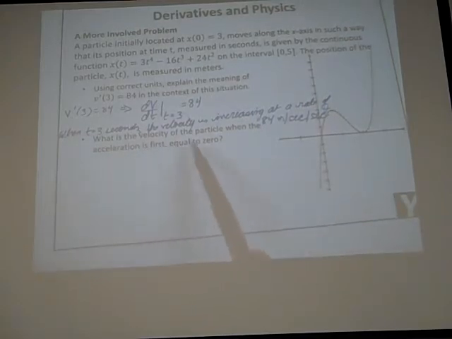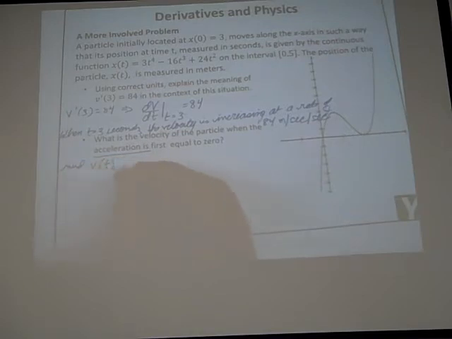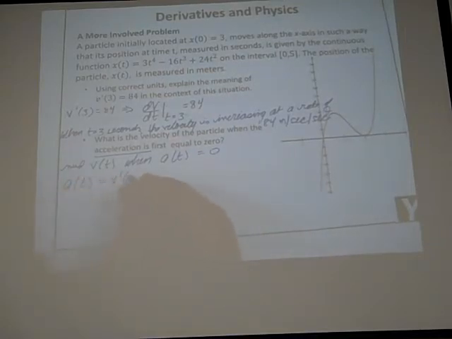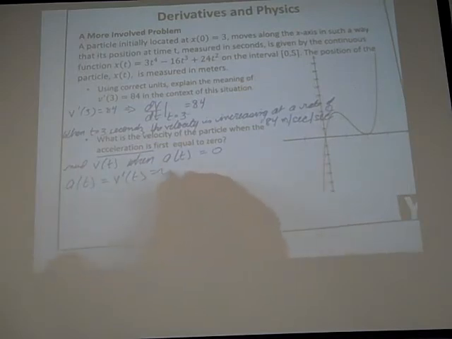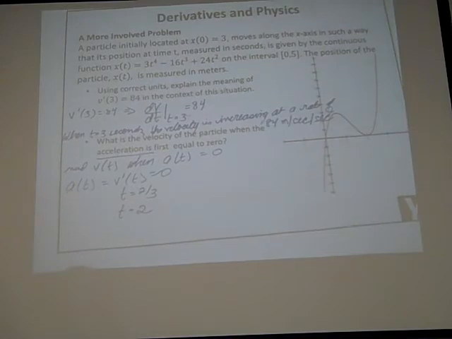What is the velocity of the particle when the acceleration is first equal to 0? So I need v of t when the acceleration is equal to 0. Well, what's the acceleration? I think we already figured that out in the last problem. The acceleration is the same thing as v prime. Where is v prime equal to 0? We found that v prime would be equal to 0 at t equals 2/3 and at t equals 2.